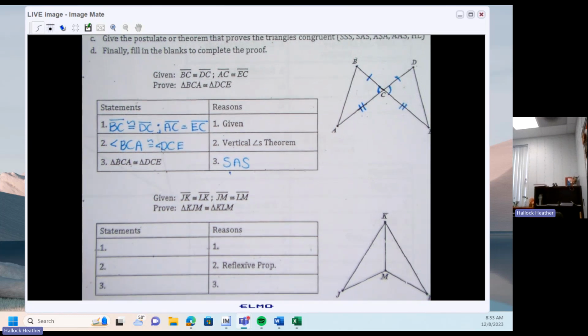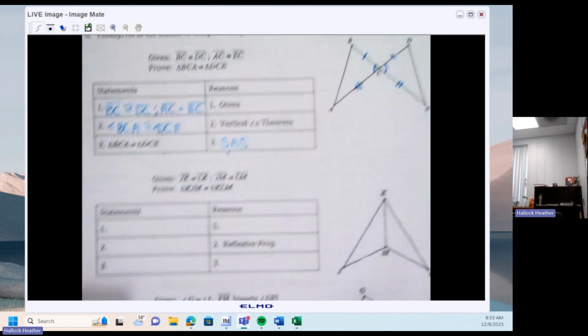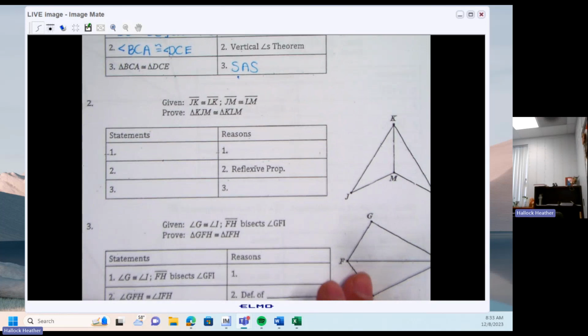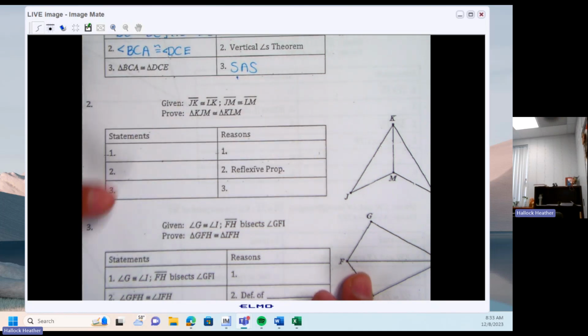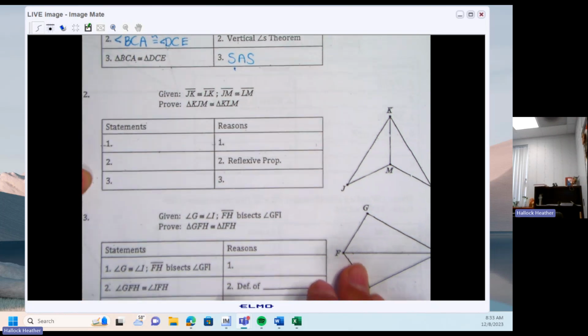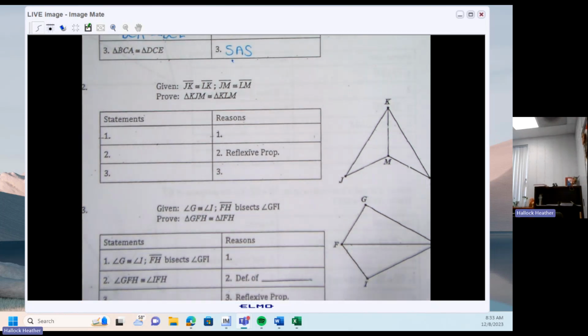Okay, so now we're going to do number 2. Number 2. Take a second. We're going to fill in the first part, which is given. The given information is going to go in the top section. What I'm trying to prove has to go in this bottom section. So take a second, fill in your information. Given is always going to be the top. What you're trying to prove is always going to be the bottom.